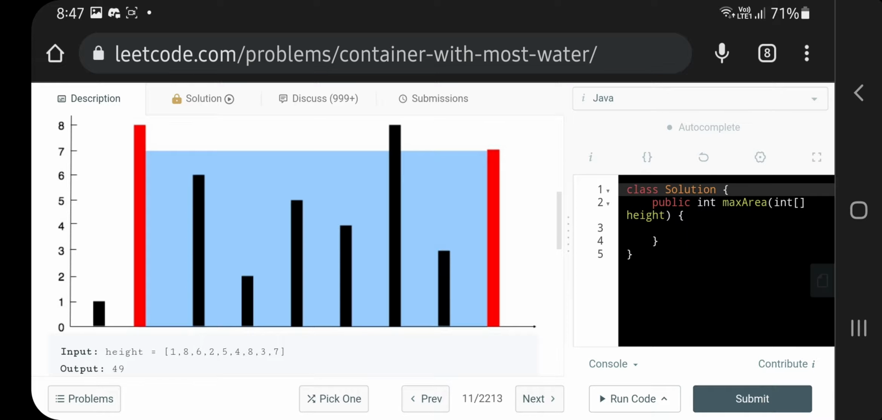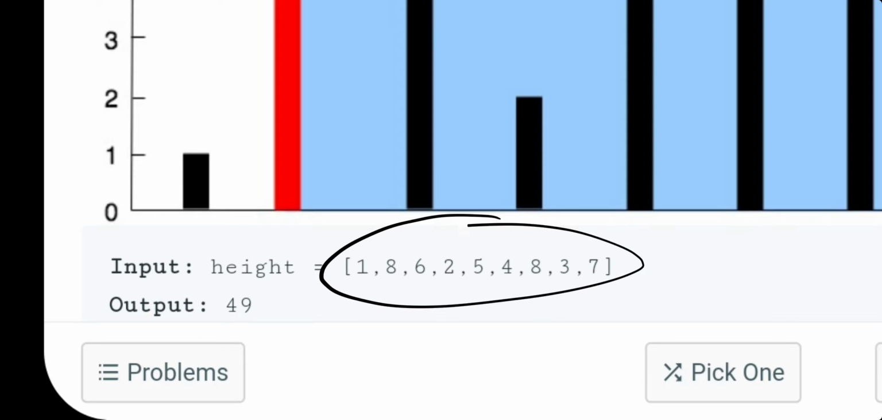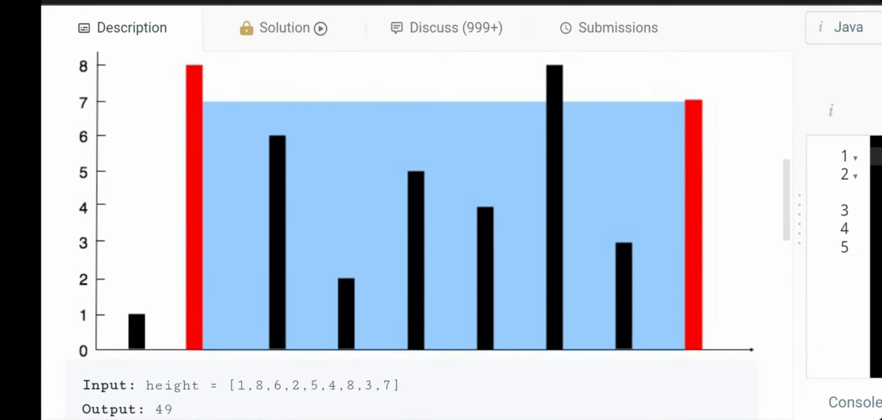So what's happening here is, we have been given the heights array. If you observe carefully, this is the heights array which is given to us. How many elements are there? 1, 2, 3, 4, 5, 6, 7, 8 and 9. So n is equal to 9. And we have been given this one.